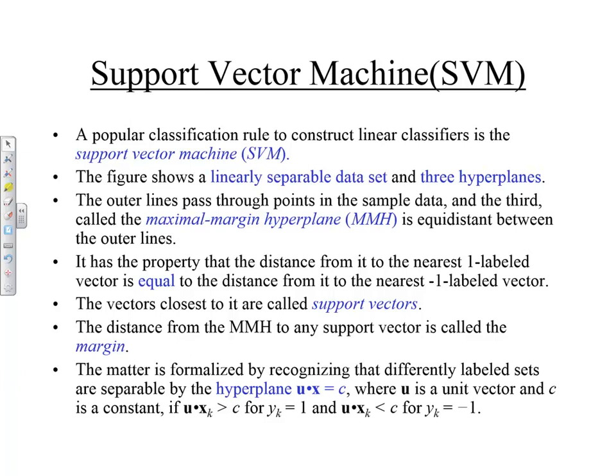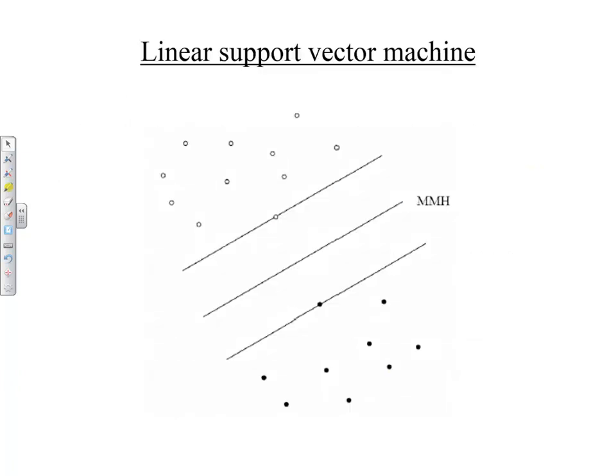Now another classifier that is used is called a support vector machine. A popular classification rule to construct linear classifiers is what is called a support vector machine. And I think it's best explained using this picture. So here you have two classes, like these are the circles and these are the solid dots. These are coming from two different classes, and let's assume that the classes are linearly separable. That means you can separate the two using a straight line. So there are many different straight lines that you can use.